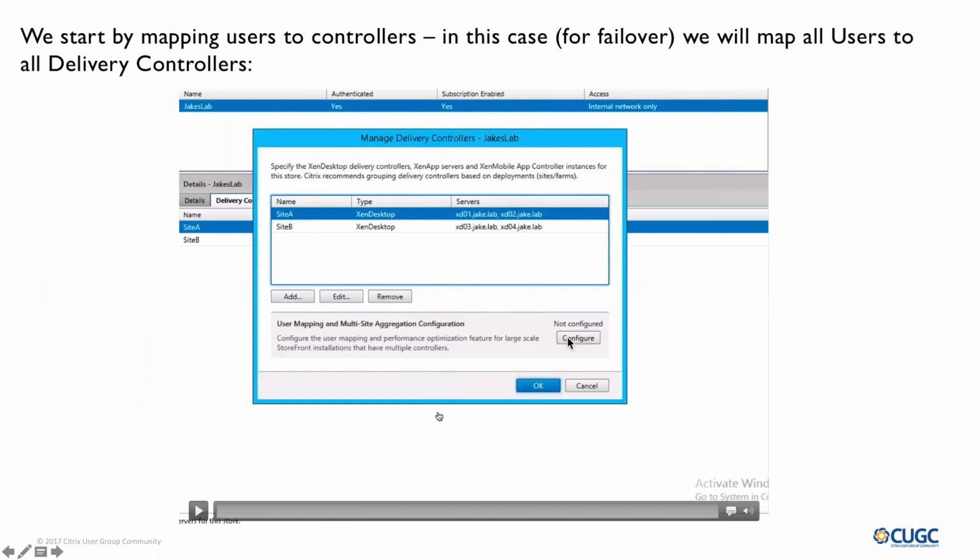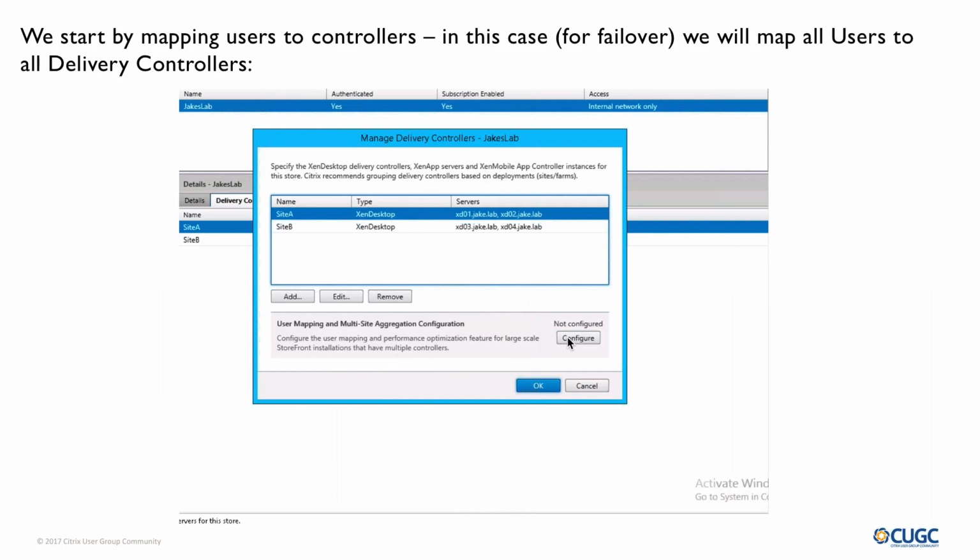So here's a video I recorded earlier in true Blue Peter fashion. We start by mapping users to controllers. For my use case, I'm going to demonstrate failover. I'm going to work on the idea that I am a business, an enterprise with 2 data centers, each with its own XenDesktop farm, publishing identical resources.